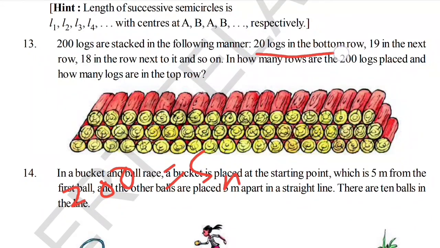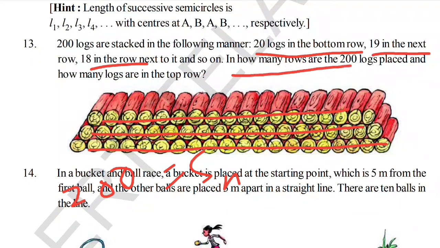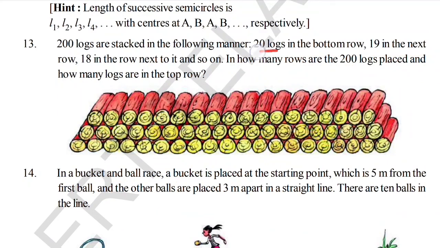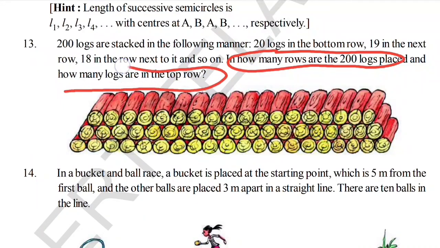20 logs are in the bottom row, 19 in the next row, 18 in the row next to it, and so on. So how many rows are the 200 logs placed in, and how many logs are in the top row? So two answers we have to find out.